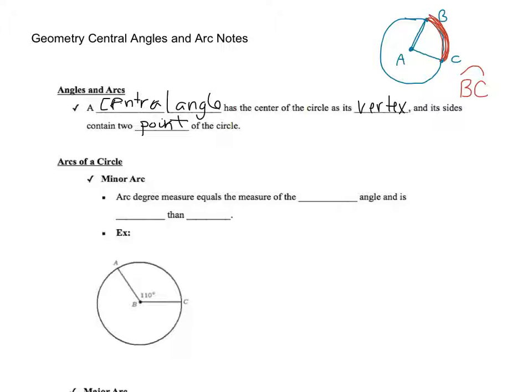So one kind of arc we have is what's called a minor arc. Now a minor arc is when you have a smaller arc, and we define it as the arc degree measure of any arc is equal to the measure of the central angle. So whatever this central angle measures, say it's 45 degrees, then we say the same measure for the arc. And a minor arc is always going to be less than 180 degrees.